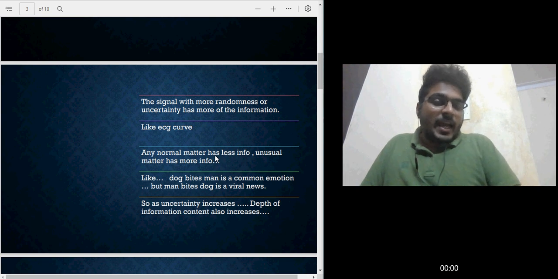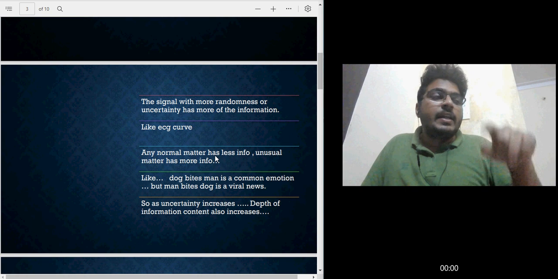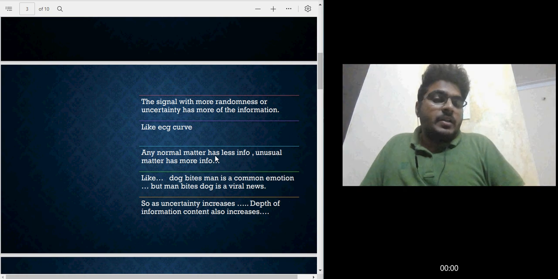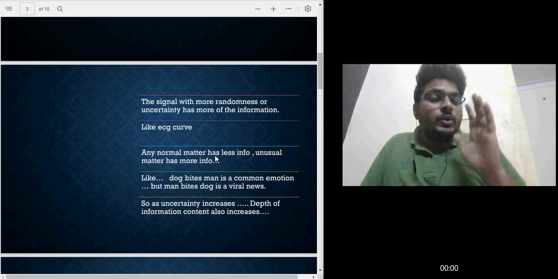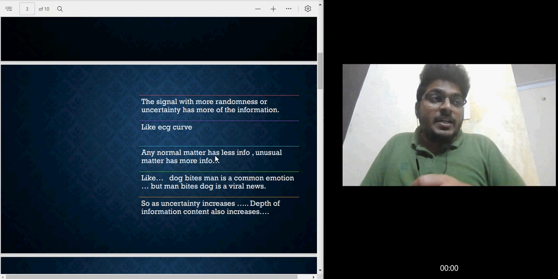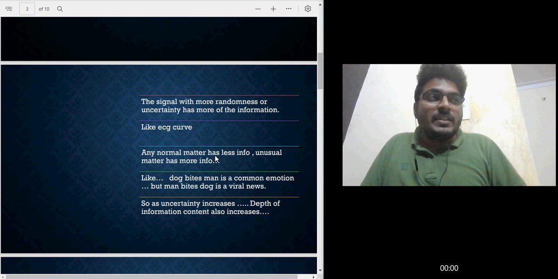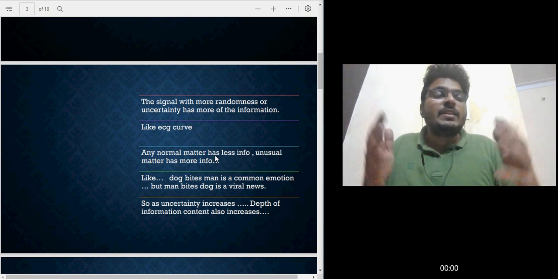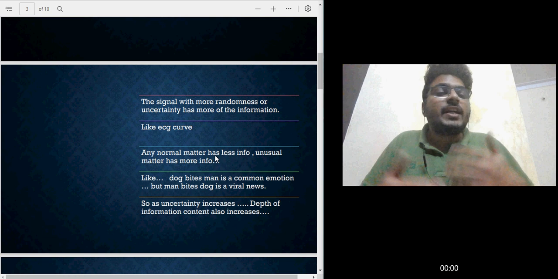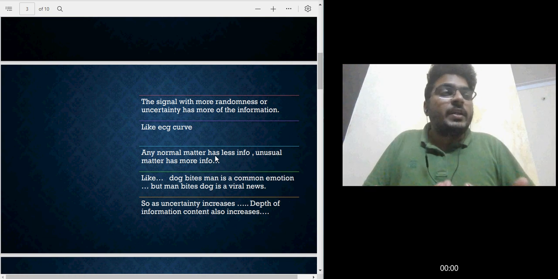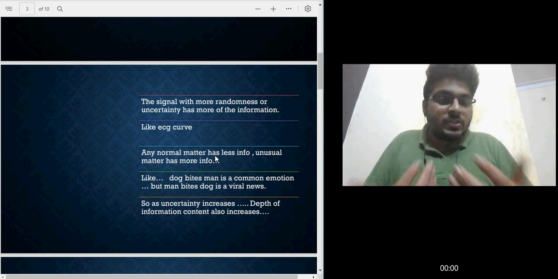Let's take, I'll talk about this first one. The signal with more randomness or uncertainty has more information. That means, let's take an ECG signal. This ECG signal is very complicated, but it can only be understood by a doctor. So he is the person to understand it. There is so much randomness in it. There is so much uncertainty in it. That means the more the uncertainty, the more the randomness, the information content present in it is very complicated. The information is very precious.